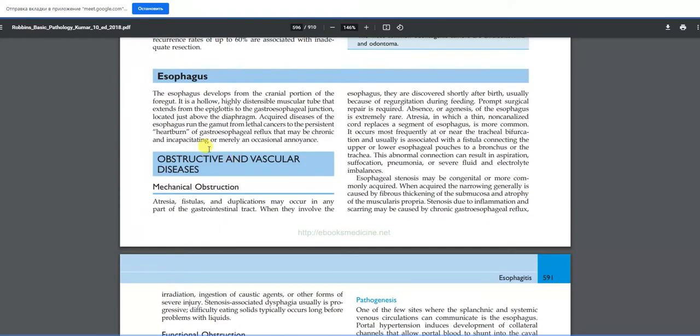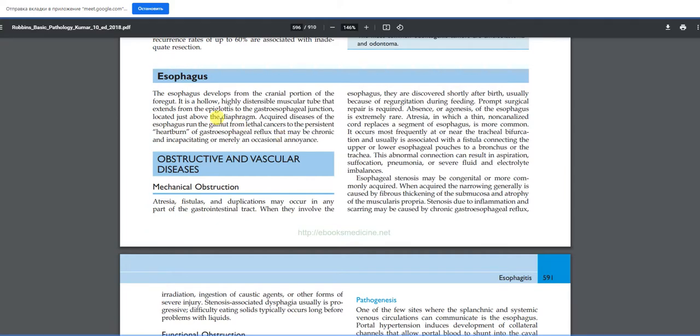during your answer. Now let's talk about the tubular digestive system. Actually, what we had lectures about in histology, esophagus. Finally, we discussed the esophagus. Once again, as you said before, the main function of the esophagus, of course, is the passage of food from the oral cavity towards the stomach. That's its only function, and other functions are just additional or supportive to this. Acquired diseases of the esophagus cover a first-rank gamut, from little annoyances to persistent heartburn, gastroesophageal reflux, and maybe chronic and incapacitating disease, instead of merely an occasional annoyance.